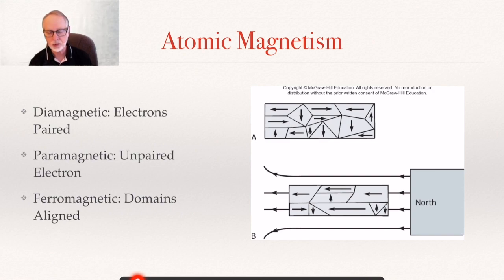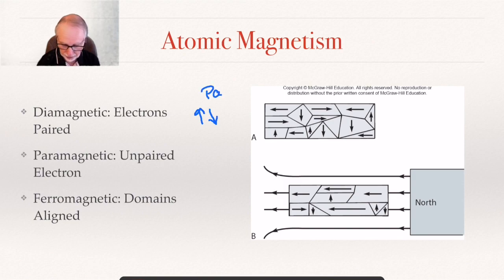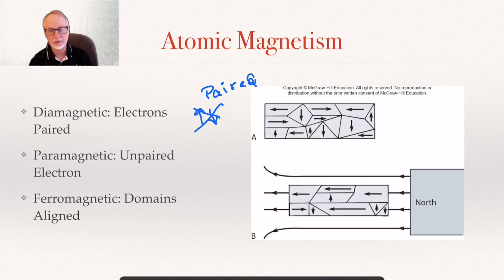And you've got a situation where you might have one magnetic moment going in one direction, another going in the other direction when they're paired. And so when you add the two together, they cancel each other out, and therefore you get nothing. And if we have that situation where all the electrons are paired up in an atom, that's called diamagnetic. The atom is said to be diamagnetic.